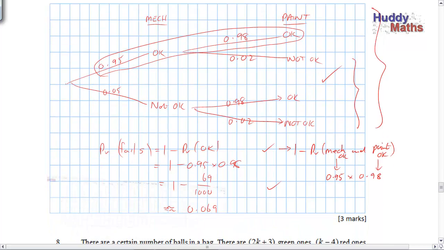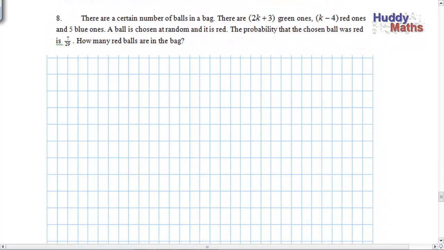How are you going? I hope you're passing this. Maybe more revision is required. This is a bit of a nasty one. There are a certain number of balls in a bag, and they're doing a bit of an algebra thing here. That many green, that many red, and 5 blue ones. A ball is chosen at random. The probability the chosen ball was red is 7 on 29. How many red balls are in the bag? Interesting question. You've got to sort of work backwards.